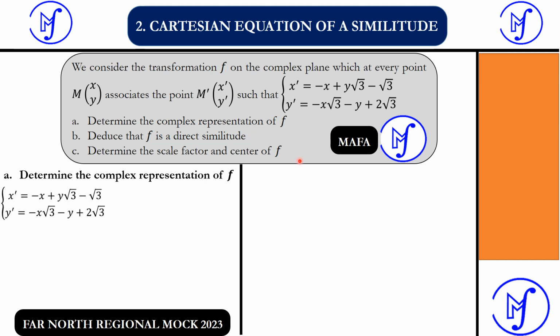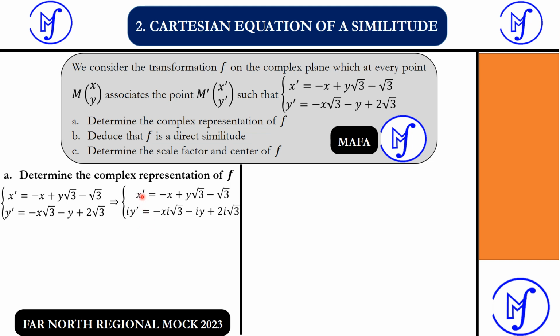Now we have the Cartesian as x prime equal to negative x plus y root 3 minus root 3, and y prime equal to negative x root 3 minus y plus 2 root 3. As we all know, we need to multiply the second equation by i, and then we add the two equations, so we get z prime equal to alpha z plus beta in that form.